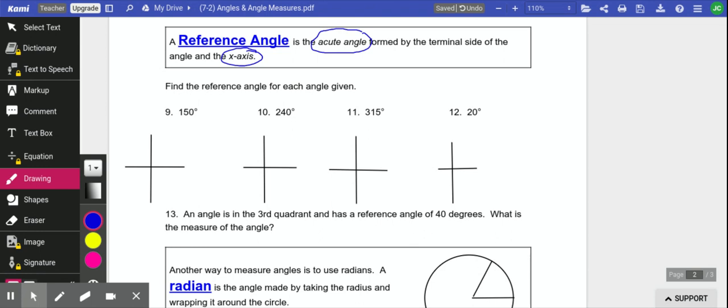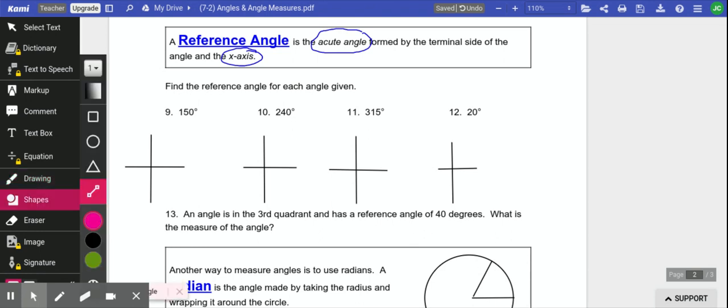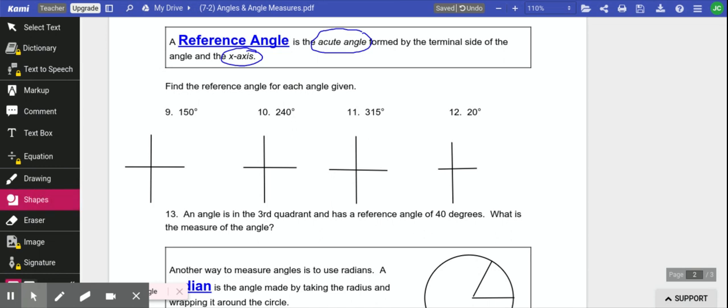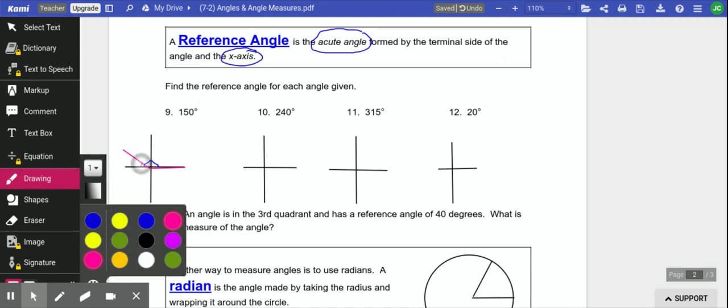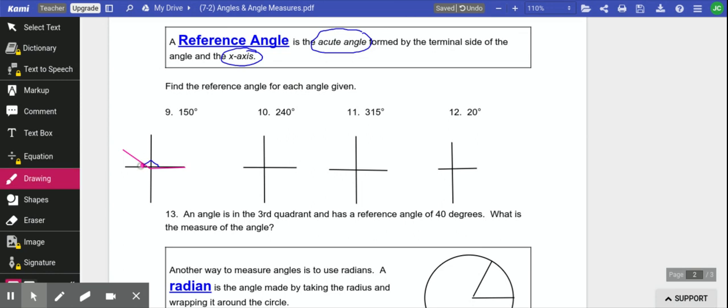Find the reference angle for these. So first we want to draw a 150-degree angle, just like we did before. So our initial side is here, and then our terminal side, let's see, that's 90 degrees, 180 would be a straight line, so about there. This is our 150-degree angle. What we want to find is the reference angle, this angle over here. Okay, we want to find this acute angle that it makes with the x-axis.